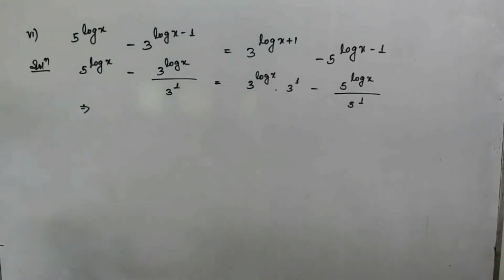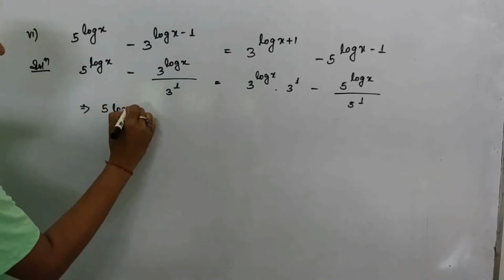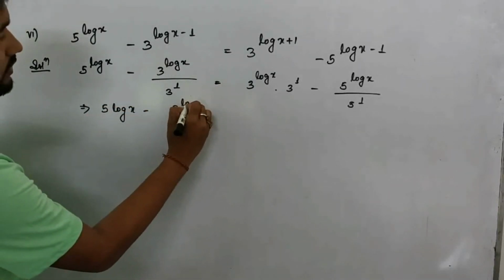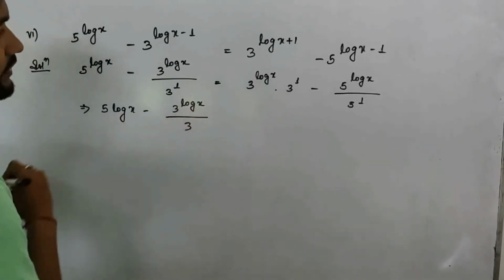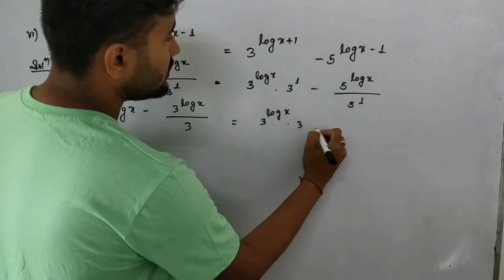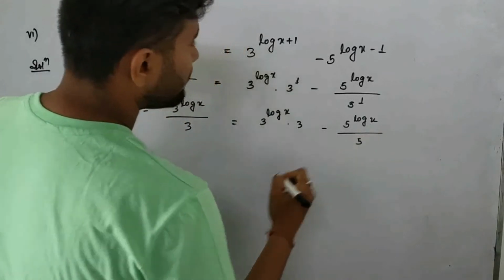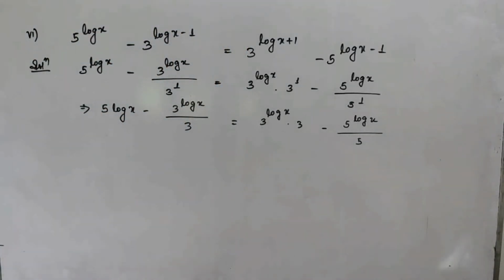3 to the power log x, and over here what? 3 to the power 1 is there, right? So if we see clearly now, what we can do, one more line you write, it will become a little bit simplified. 5 to the power log x minus 3 to the power log x divided by 3 is equal to 3 to the power log x into 3 minus 5 to the power log x into what? 5. Now you see what we can do over here, okay?